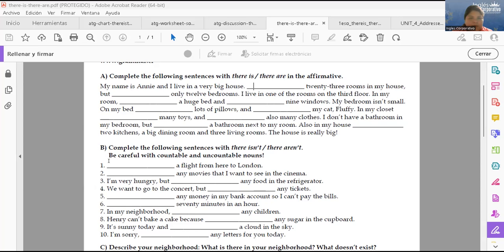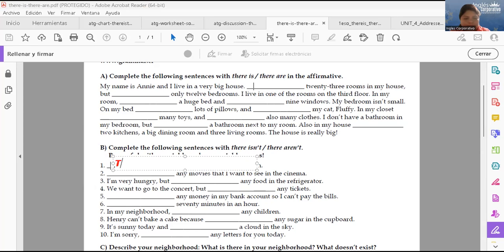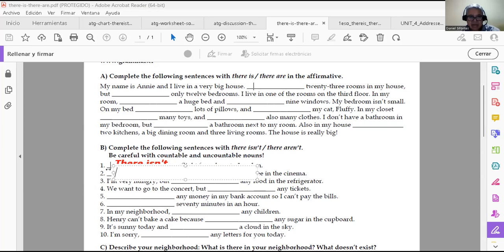Example number 1: a flight from here to London. Which is the right form, guys? There isn't or there aren't? There isn't. Right. Okay. There isn't a flight from here to London. Number 2, any movies that I want to see in the cinema? There aren't any movies. Continue. Read the sentence. Daniel, please. Number two. There aren't any movies that I want to see in the cinema.